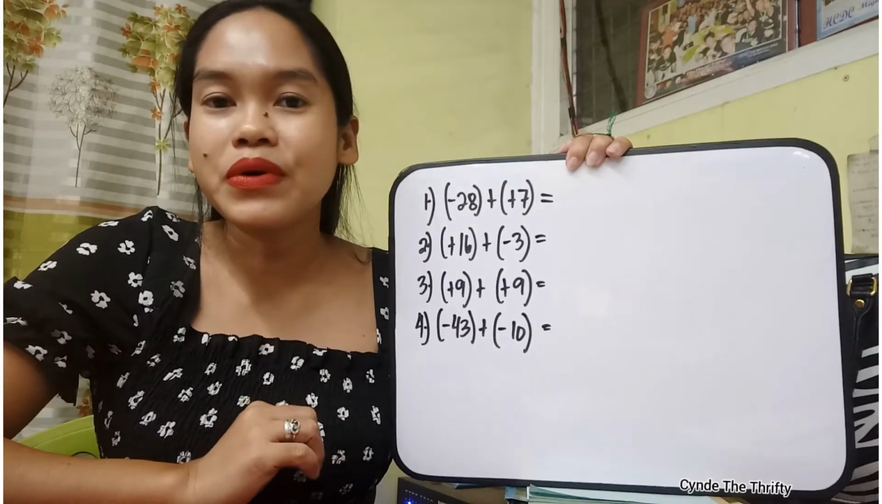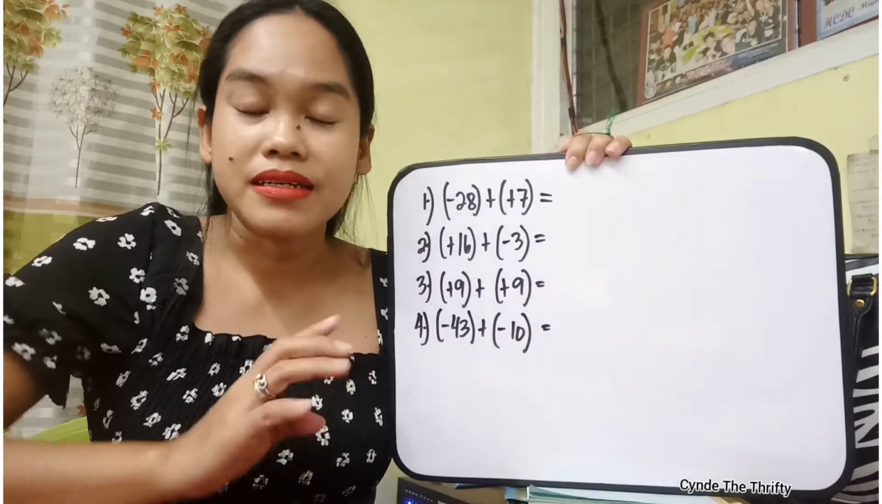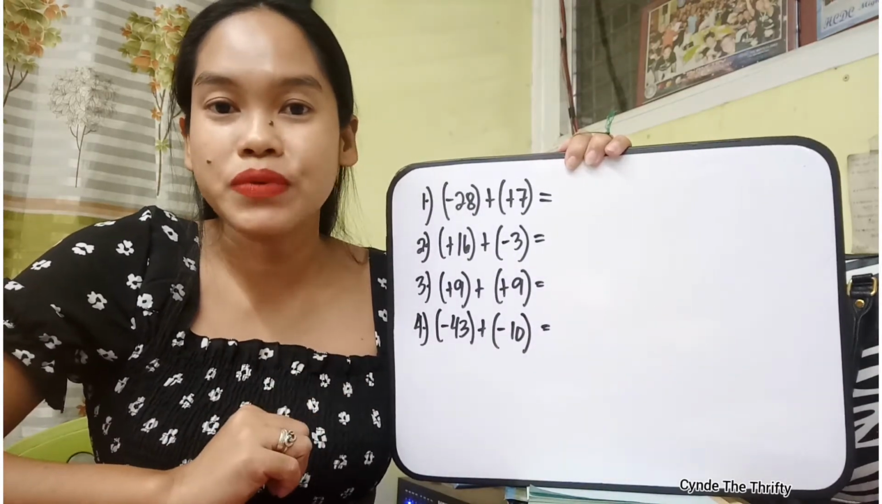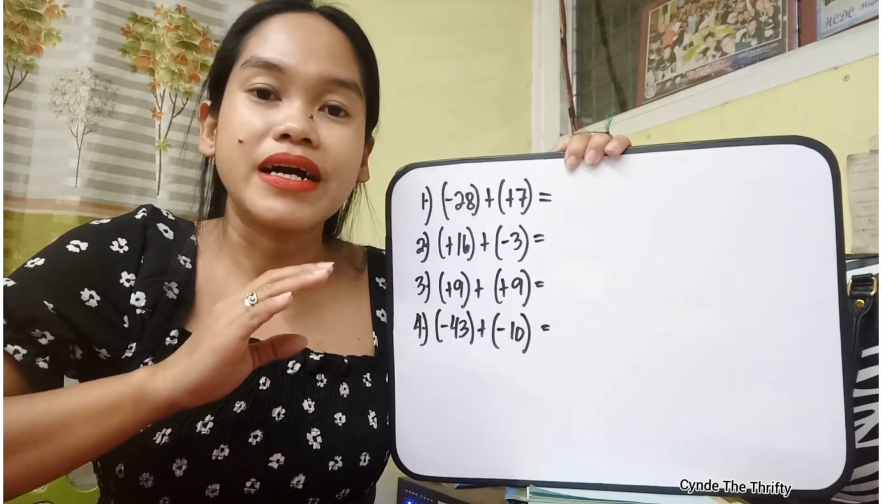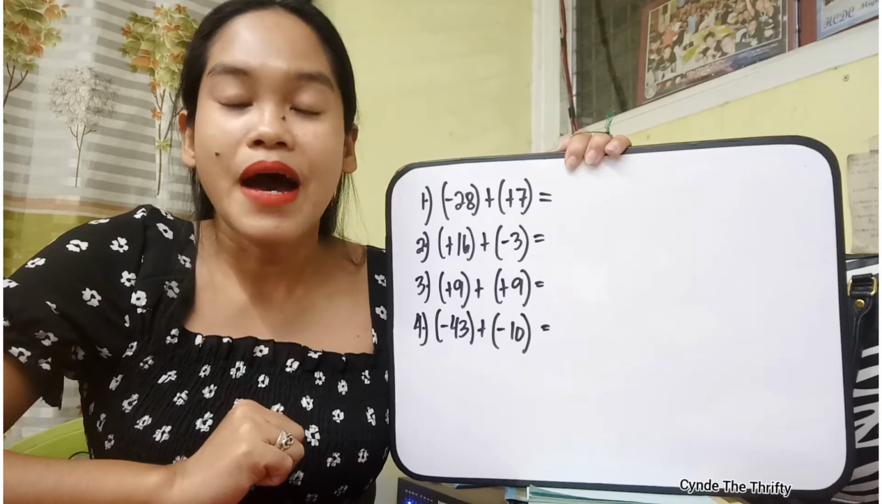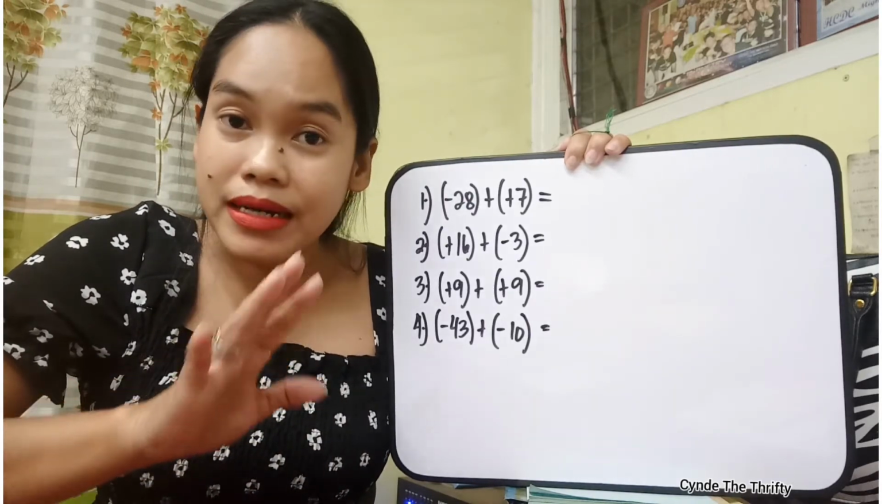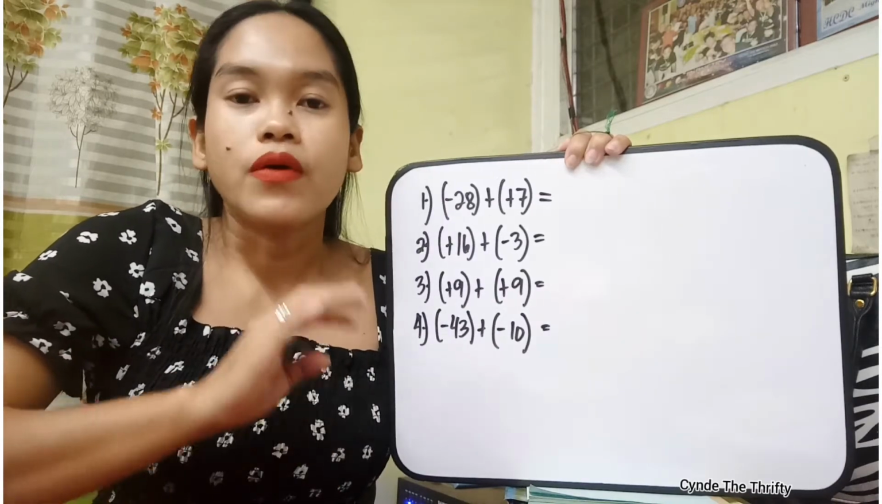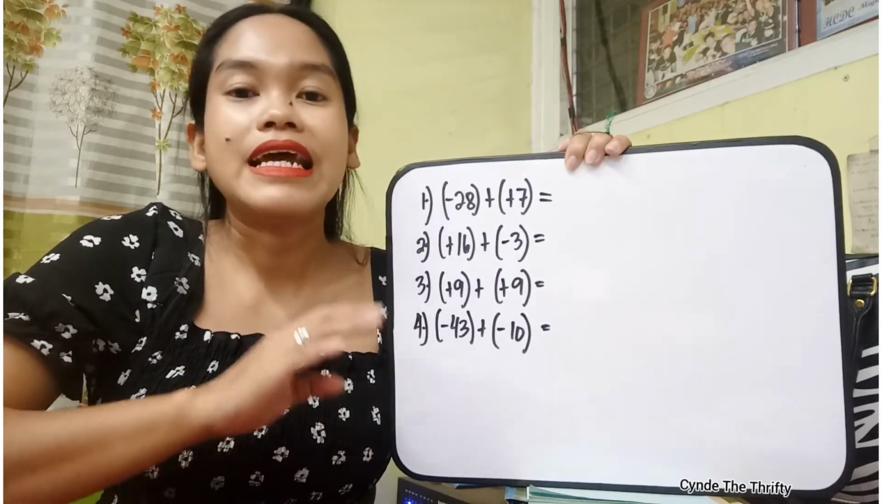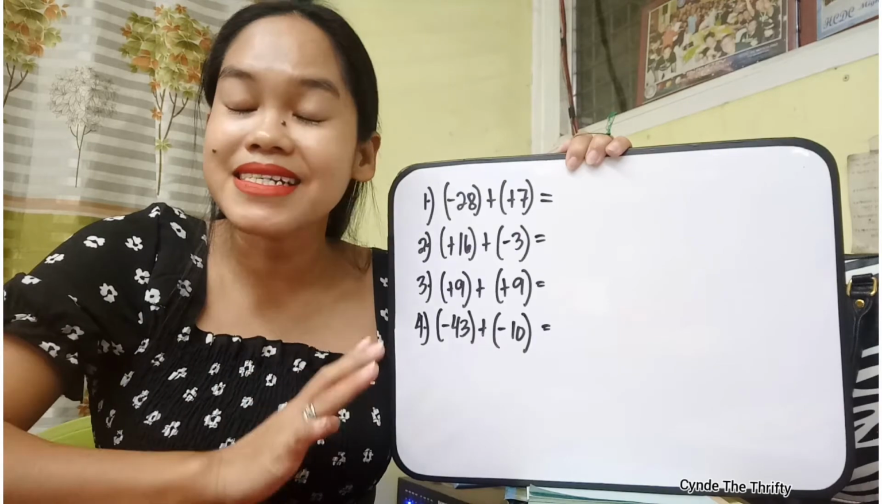And ano naman yung rule in adding set of integers with different signs. So, ang gagawin natin is, unang gagawin natin, i-disregard natin yung sign ng ating addends. Pagkatapos is, i-subtract natin yung maliit na number from the bigger number. And pagkatapos, kung ano yung sign ng bigger number, yun ang ilalagay natin sa ating sum as ating sagot.